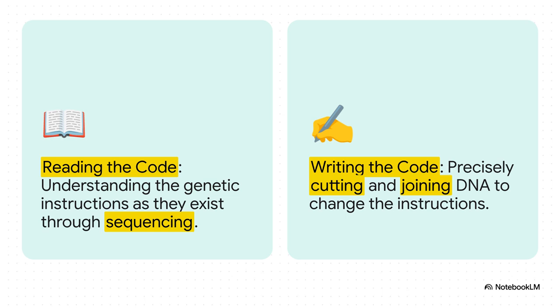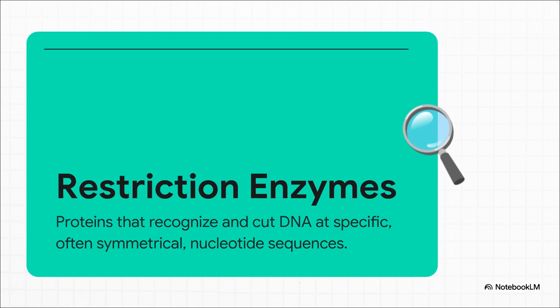Genetic engineering gives us the pen to rewrite it, to fix the typos, to add new sentences, or even change entire chapters. To edit DNA, you need a basic toolkit. First up, you need what are essentially molecular scissors. These are special proteins called restriction enzymes, and they are unbelievably precise. They recognize very specific sequences of DNA letters and cut the DNA only at those spots.